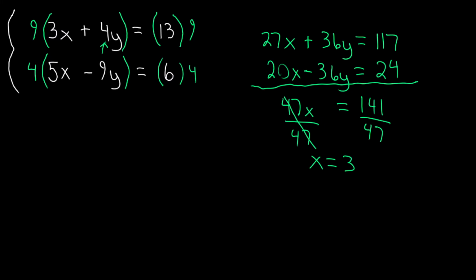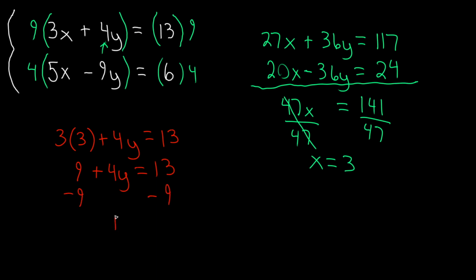Now I can just go back and plug this into one of my original equations. We'll do the 3x plus 4y. So 3 times our x, which is 3, plus 4 times y equals 13. 3 times 3 is 9, plus 4y equals 13. Get 4y alone by subtracting out the 9 on both sides. We're left with 4y equals 4. Divide out the 4 to get y alone. And we get y equals 1.